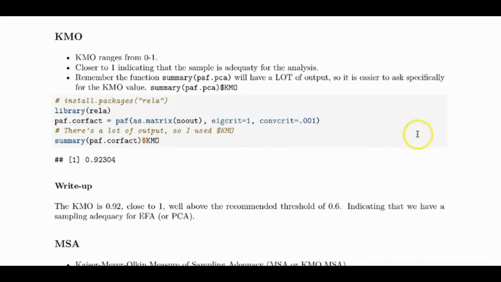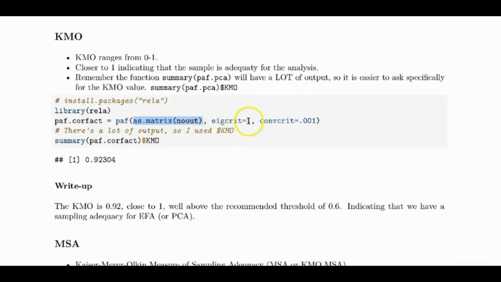The way we obtain it is by running the psych function, and it has a lot of output, so I'm going to use the dollar sign KMO. I'm going to use the library psych. I'm going to run this function, and then here it needs to be given a matrix. I could have actually just done this and stored it in a different variable to put it in here, but I didn't.